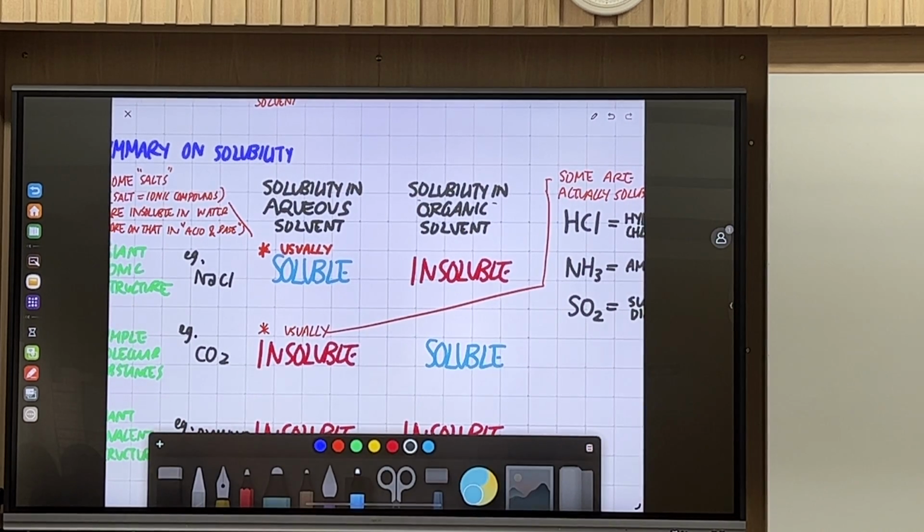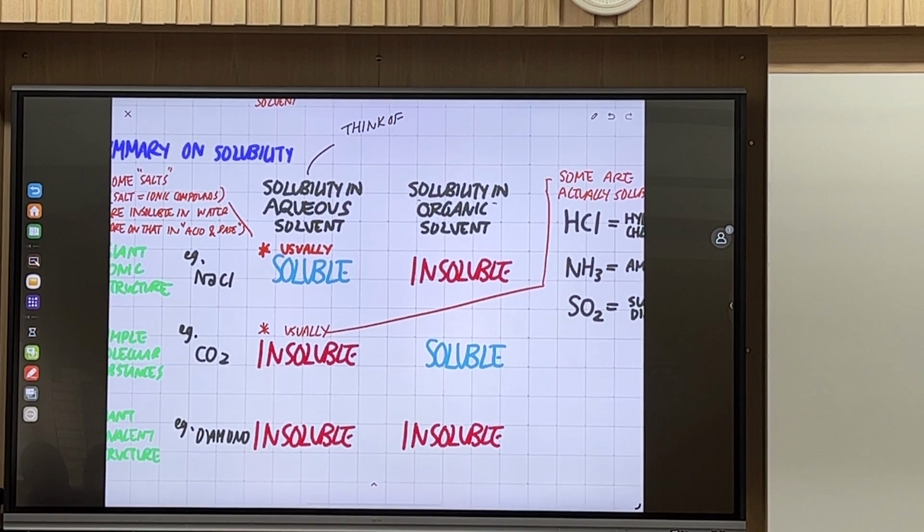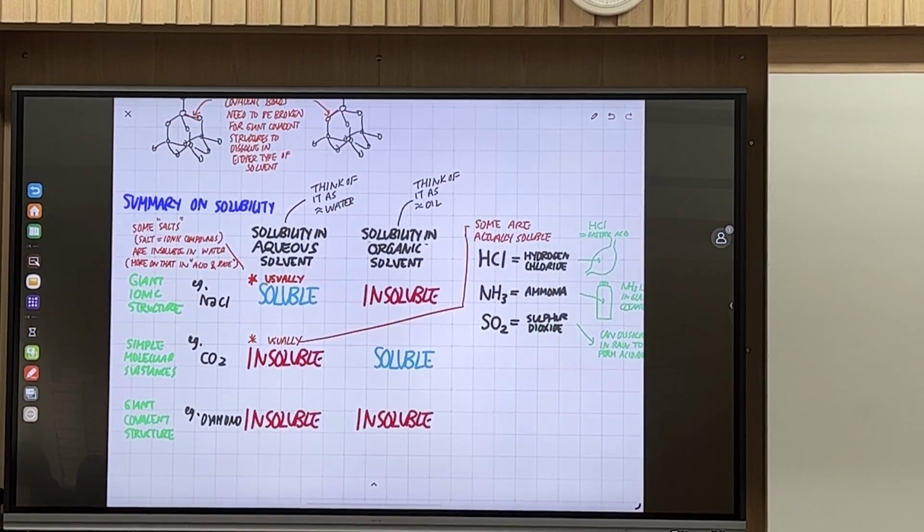So you can think of aqueous solvent as water. Think of organic solvent as something like oil. Just ask yourself, what happens when you drop diamond in water and oil? It will not dissolve. What happens when you drop salt into water and oil? It will dissolve in water, but not in oil. That way you can remember this.